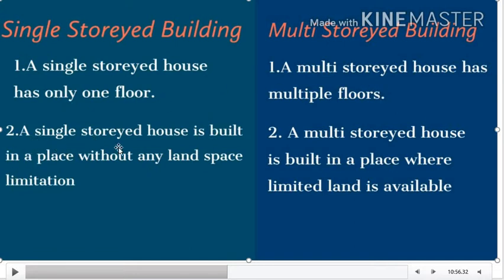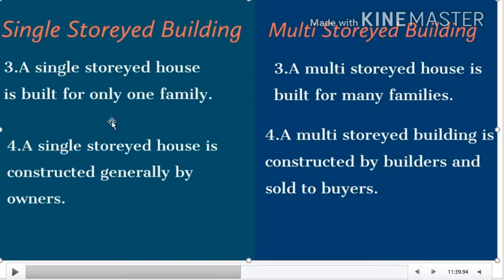The second part is, a single storied house is built in a place without any land space limitation, whereas a multi-storied house is built in a place where limited land is available. So these are the main two differences between single storied and multi-storied buildings. And the third point is, a single storied house is usually built for only one family, whereas a multi-storied house is built for many families.